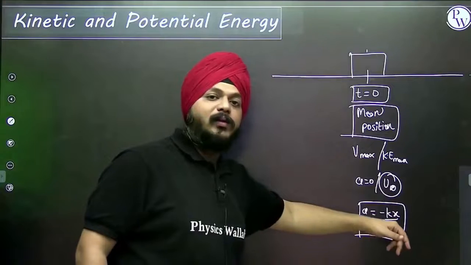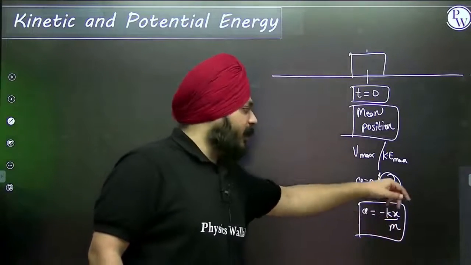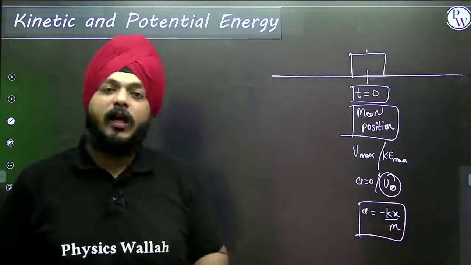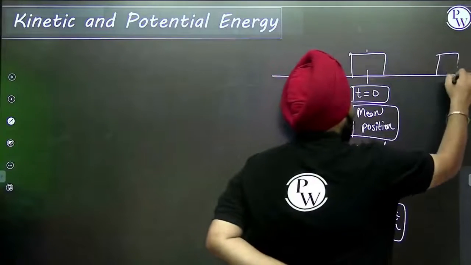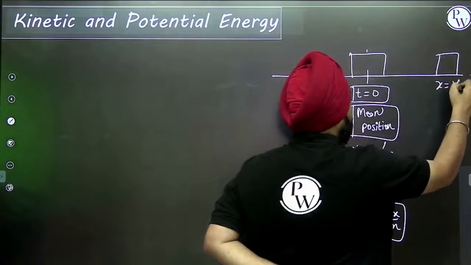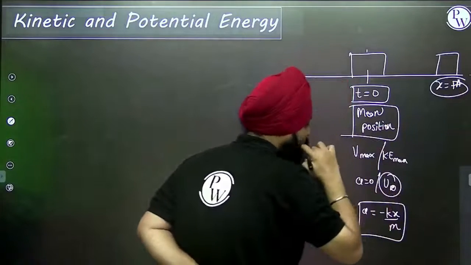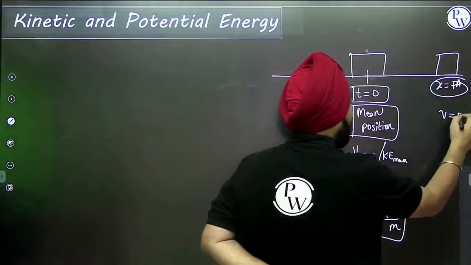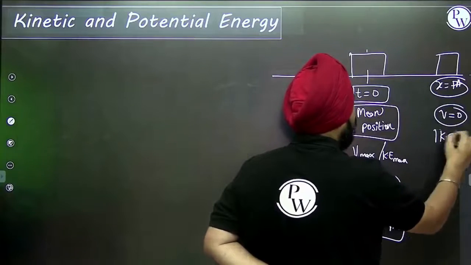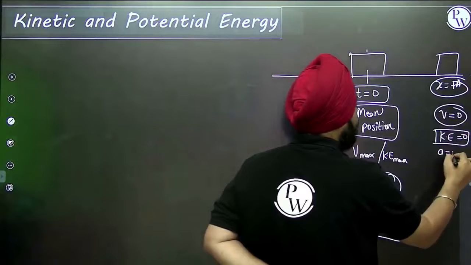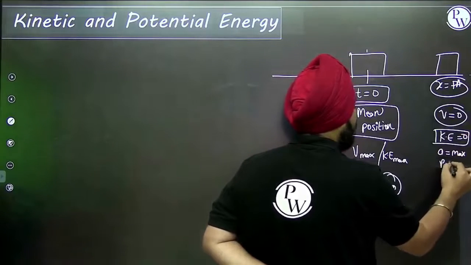Acceleration is related to the compression and elongation, and even the potential energy is related to the compression and elongation. At the max displacement x is equal to positive a, can we say what? The velocity of the particle is 0, it means that kinetic energy is 0. And at this point acceleration is maximum, it means that potential energy is maximum.